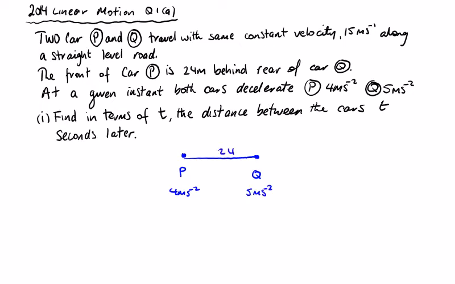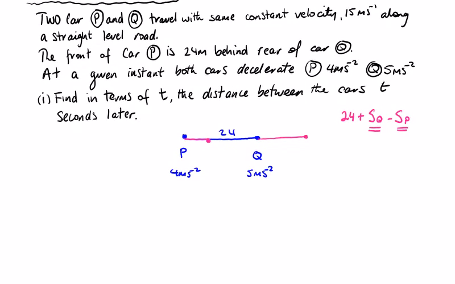So they start with 24 meters. Q is going to slow down. Say it ends up here, and P is going to end up here. So the distance between them after this time is going to be 24, the starting distance, plus whatever distance Q travels, and then minus whatever distance P travels. So we need to get the distance of Q in terms of T, and the distance for P in terms of T. So let's look at doing that.